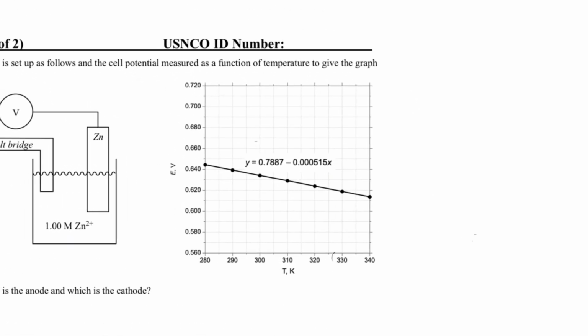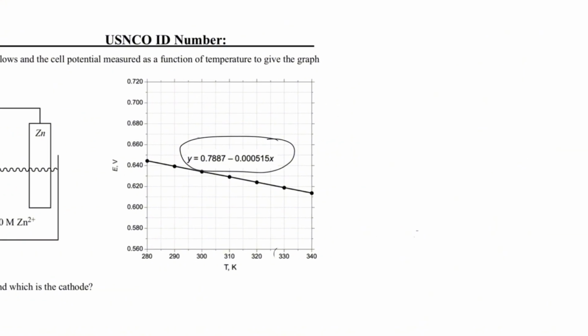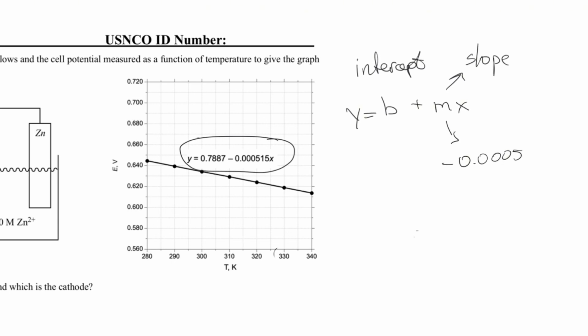We are given a plot of the cell potential E versus temperature, and it's a straight line. So this is already in the form of a straight line, y equals b plus mx, where b is the intercept and m is the slope. Our m is equal to negative 0.000515, and our b, the intercept, is equal to 0.3887.